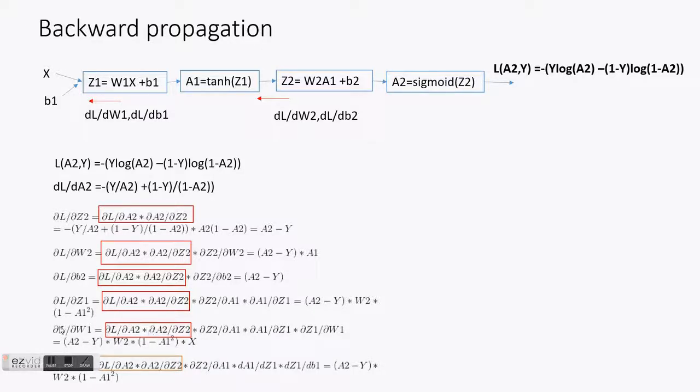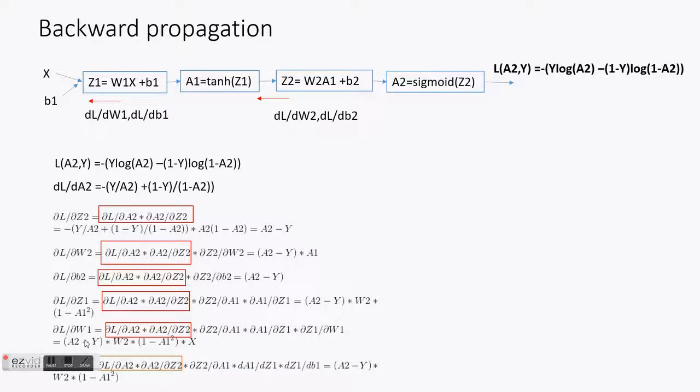And lastly, ∂L/∂W1 is ∂L/∂A2 into ∂A2/∂Z2 into ∂Z2/∂A1 into ∂A1/∂Z1 into ∂Z1/∂W1. Basically, you just have to expand this using the chain rule from the back towards this point. And if you use this, it will finally become A2 minus Y. It will be basically all you saw in the previous term. It will be A2 minus Y into W2 into 1 minus A1 squared, which is the derivative of tanh, into X, because ∂Z1/∂W1 is X.